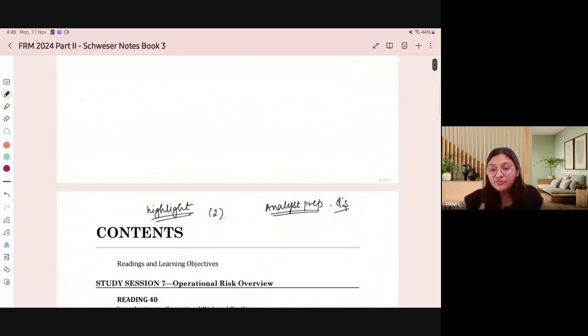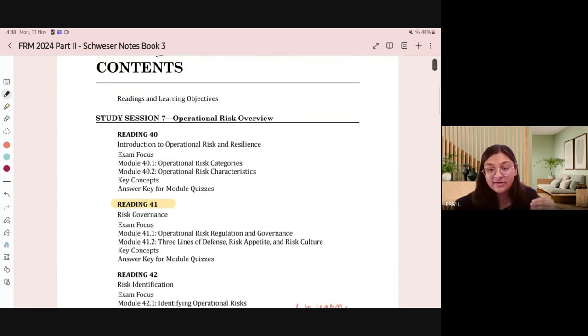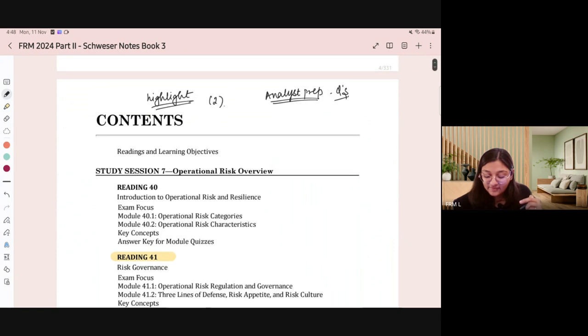Then for how to solve the questions, you have to solve the questions. Once you complete one chapter, simultaneously you need to solve the questions from AnalystPrep, and then you need to check your score. What I would suggest is, in operational risk, you should get a score of around 50 to 60%. And if you're getting that score, you are good in this book. And you need to revise this book.